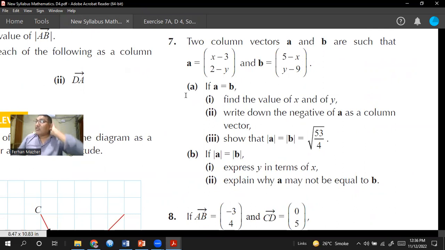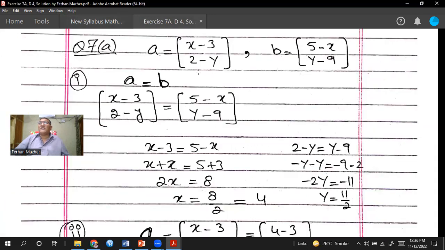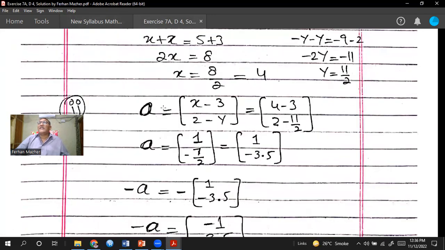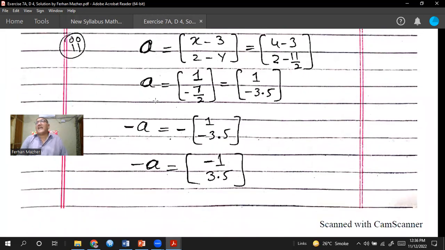Now the next part: write down the negative of A as a column vector. Now I know the value of x and y. The x value is 4, the y value is 11 by 2. So A is x minus 3 and 2 minus y, so it will be 4 minus 3 and 2 minus 11 by 2. So 4 minus 3 will be 1, and 2 minus 11 by 2 will be minus 7 by 2. So that means 1 and minus 3.5. So this is how you present A.